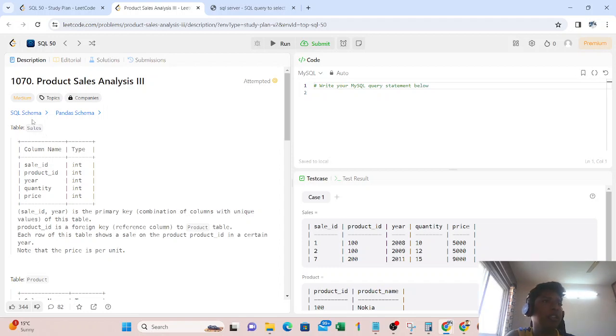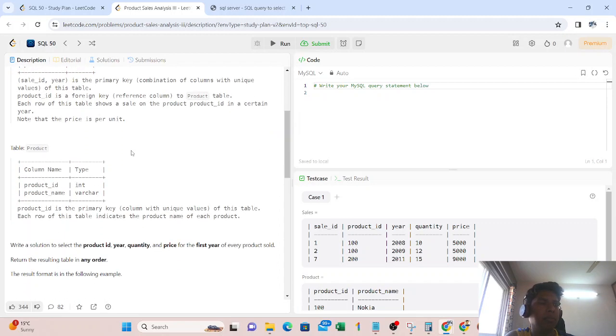It has two tables, sales and product. The sales table has 5 columns. Sale ID and year are the combination of the primary key. Product ID is the foreign key to the product table. Each row of this table shows a sale on a product in a certain year. Note that the price is per unit.